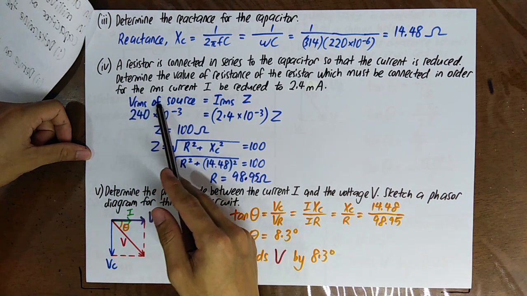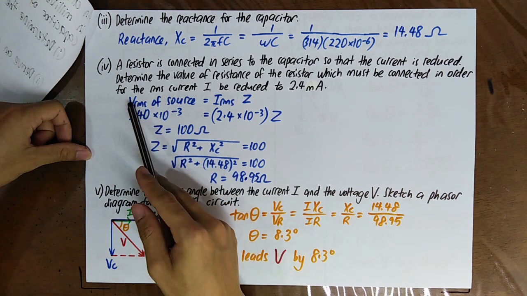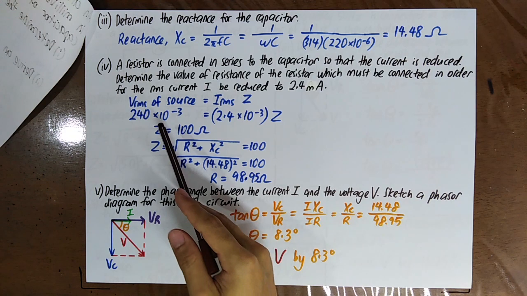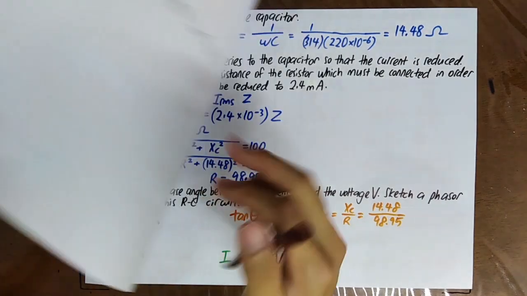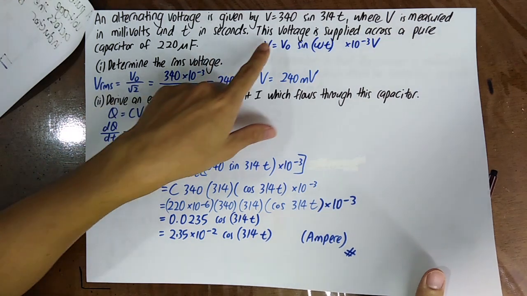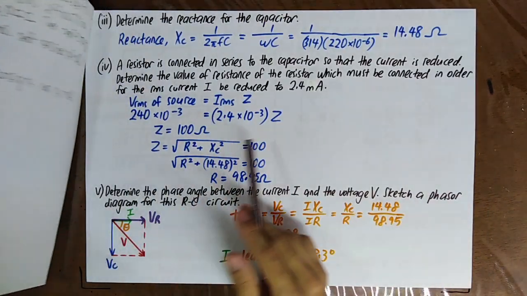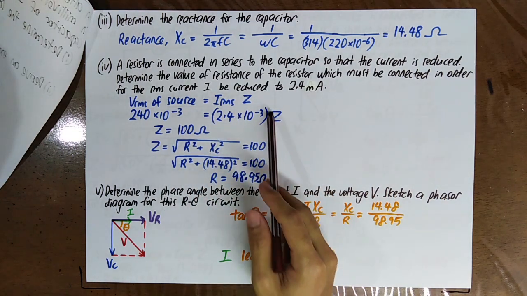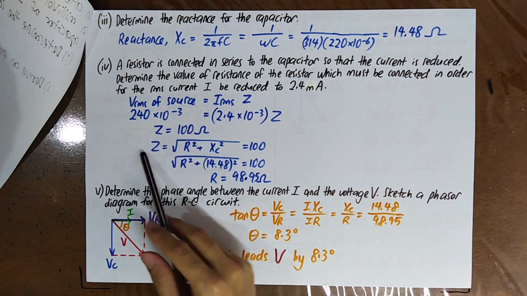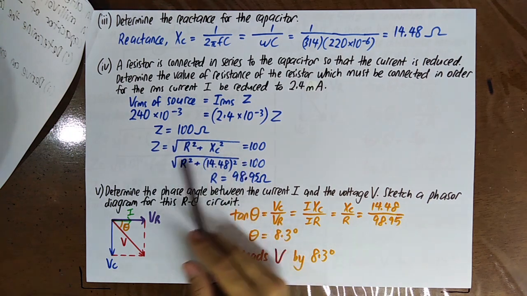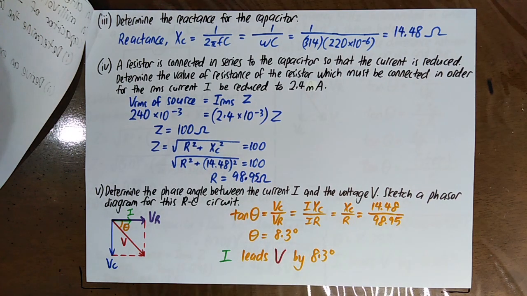Root mean square value of the source voltage equal to IRMS times Z. What is the root mean square value of the source, please? 240 millivolt. IRMS is 2.4 milliampere. Then the Z must be 100 ohm, and then the Z for the RC series circuit is like this. Then you can know the value for R.